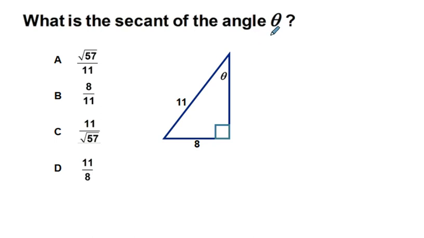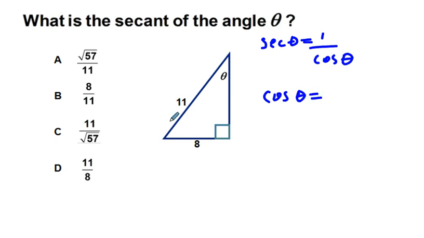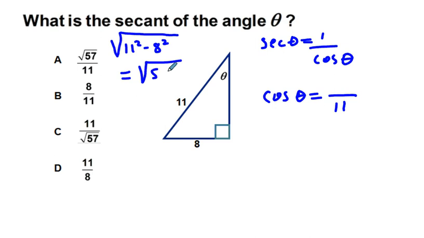Next, what's the secant of angle theta? Well, secant theta is equal to 1 over cosine theta. That's your identity chart. So what is our cosine theta? It's going to be something over the hypotenuse, which is 11. The something is the square root of 11 squared minus 8 squared, which is the square root of 57. So cosine theta is equal to square root of 57 over 11.